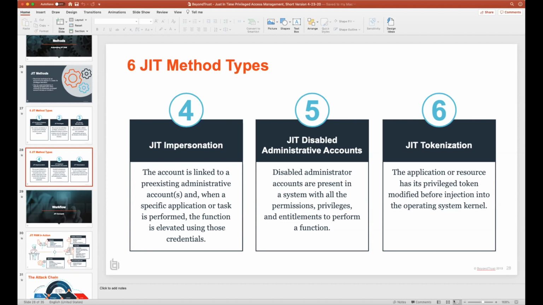Remember, you can mix and match methods. So it's not uncommon to take an account, stick it into a disabled group, move it into the appropriate admin group, and then enable it. And then any threat hunting or indicators of compromise that you might do would be basically looking for someone trying to use that account when it's not in the proper state. And then finally, tokenization. So very similar to impersonation, you're doing a run as. You're basically pulling the credentials from a password storage or a safe, and then doing a run as so they run with the proper permissions.